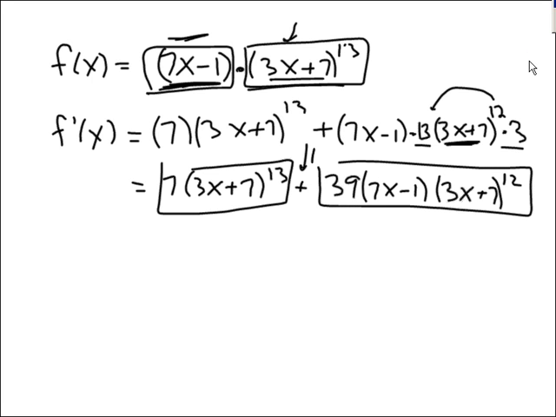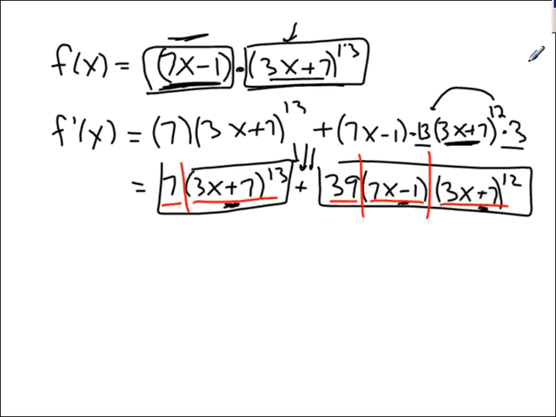Between this term and that term. Terms are separated by addition and subtraction symbols that aren't in brackets. That, I can't argue, that's the plus symbol, but it's in brackets. Just like this one, and that's a minus symbol. Well, the factors are things that are being multiplied, other than in brackets. The first term is 7 times (3x plus 7) to the 13th. The second term is 39 times (7x minus 1) times (3x plus 7) to the 12th.